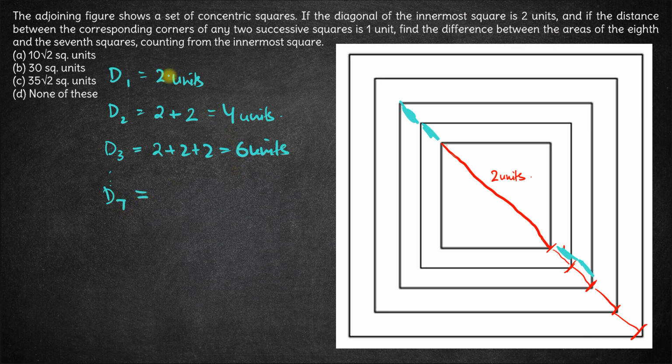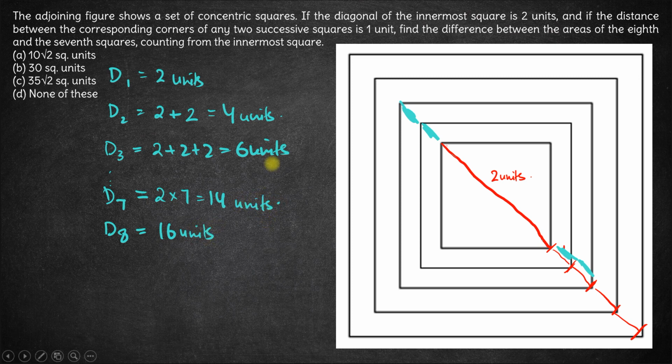Similarly, the diagonal for the seventh square will be, for the first square, it is 2 into 1. For the second square, it is 2 into 2. For the third square, it is 2 into 3. So for the seventh square, it will be 2 into 7, 14 units. And for the eighth square, the diagonal will be 2 into 8, 16 units. These are going to be the lengths of the diagonals.